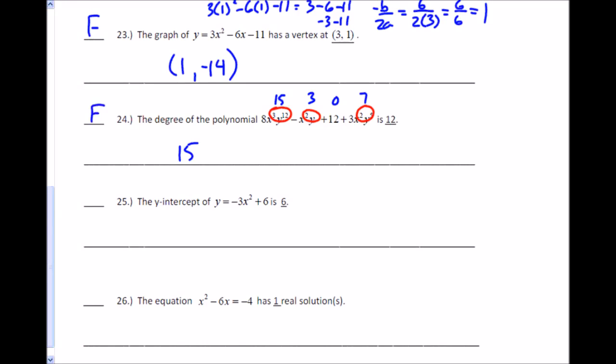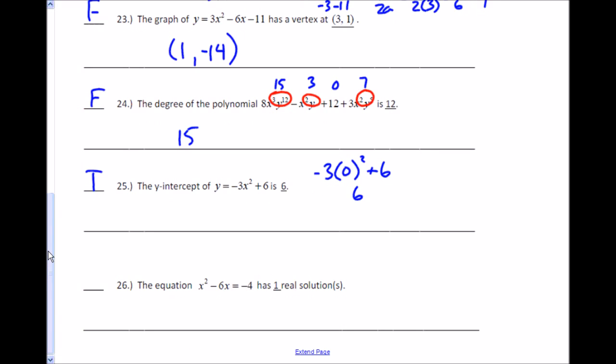one is also false. Number 25, it says the y-intercept of y equals negative 3x squared plus 6 is 6. Well, the y-intercept is when we plug a 0 in for x. So if I plug a 0 in for x, I see what I get. That does give me a 6, so that's absolutely true. Okay?